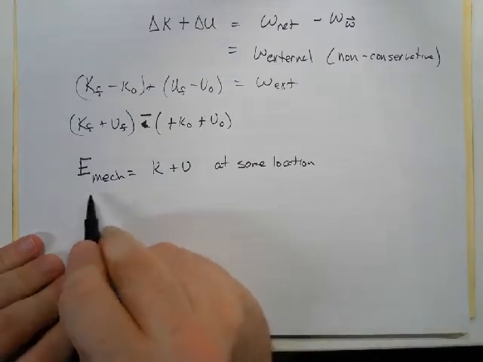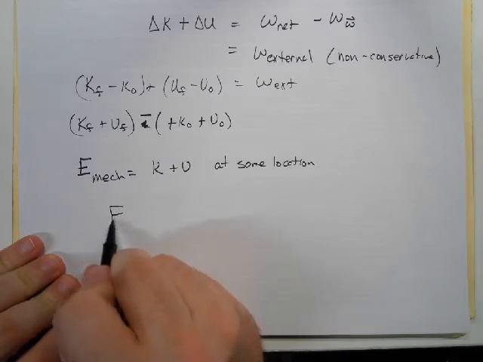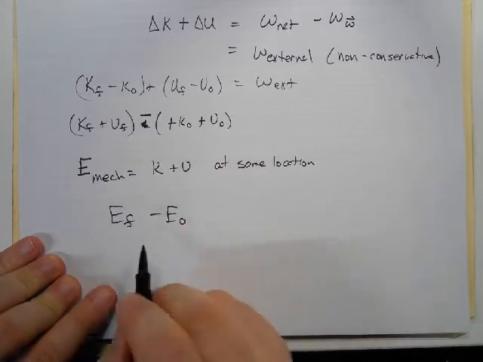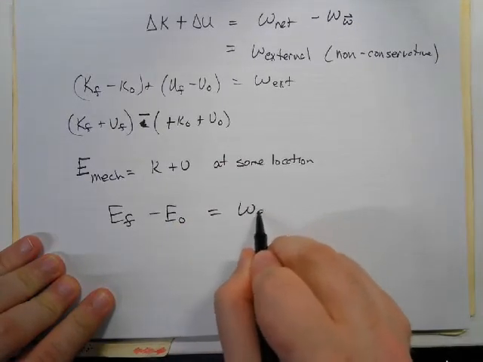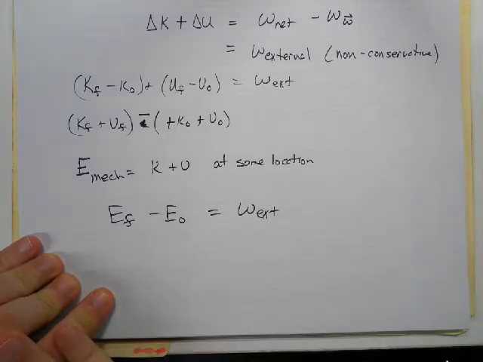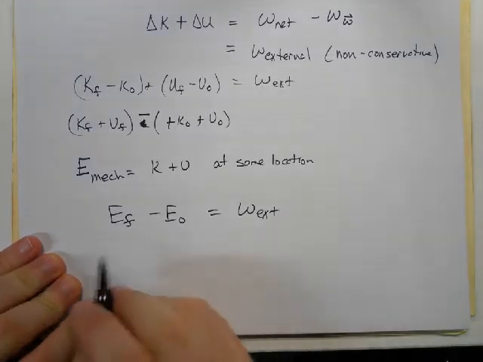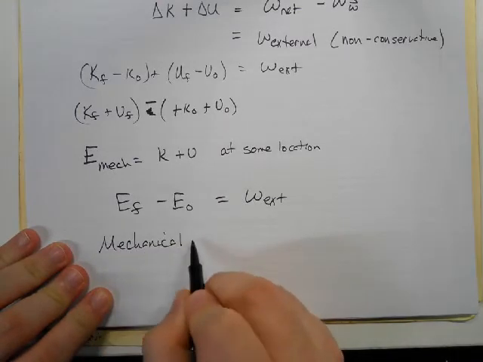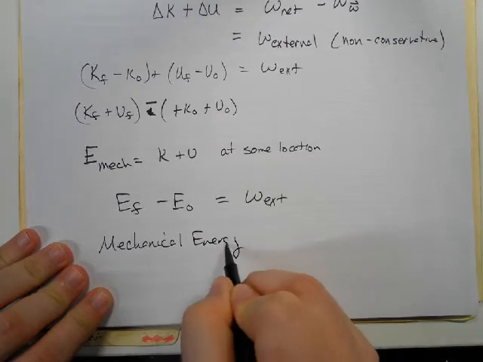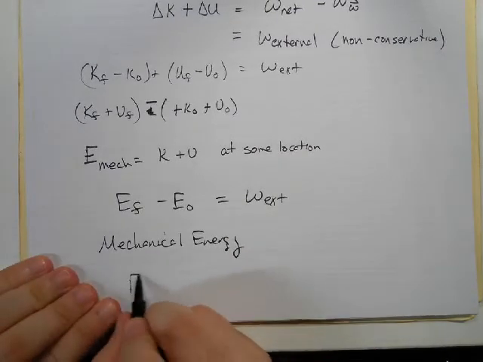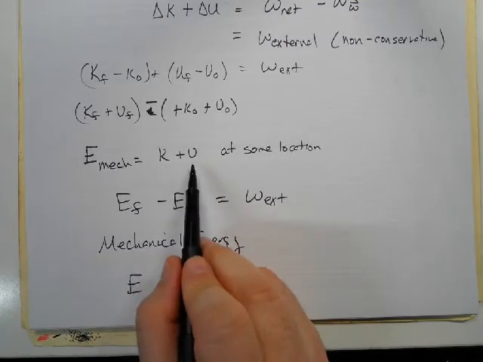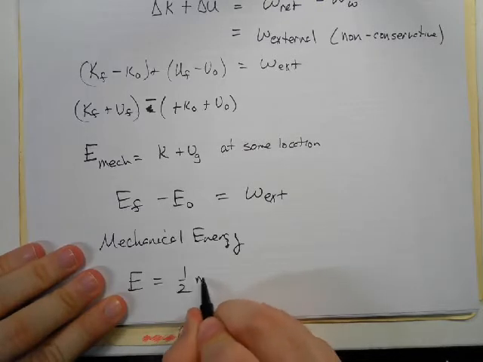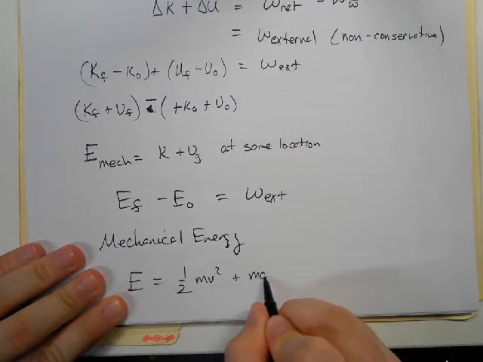Right? And so what we have here is E final minus E initial. The difference in mechanical energy is whatever the external forces are doing. So what we're talking about is the mechanical energy, and so far the mechanical energy is the kinetic energy plus the gravitational potential energy. So it's 1/2 mv squared plus mgh.